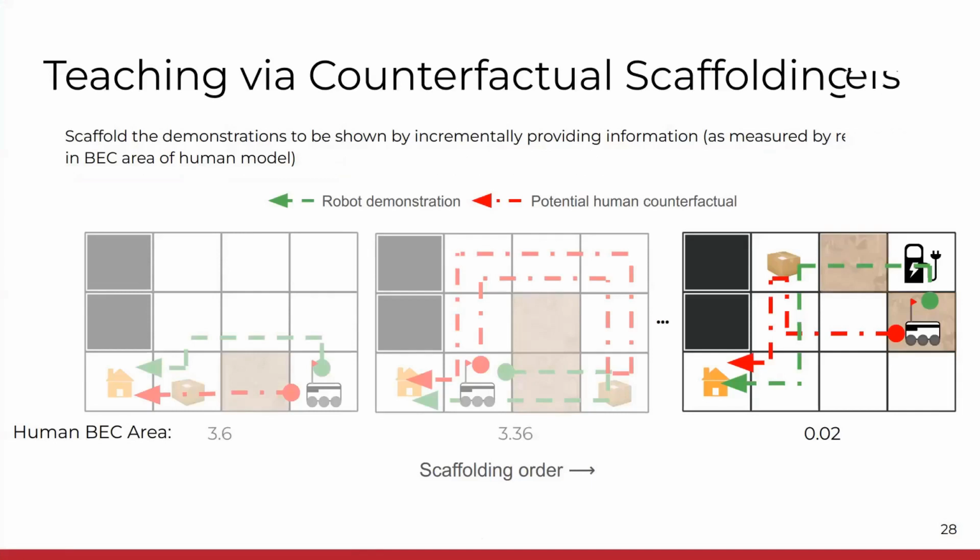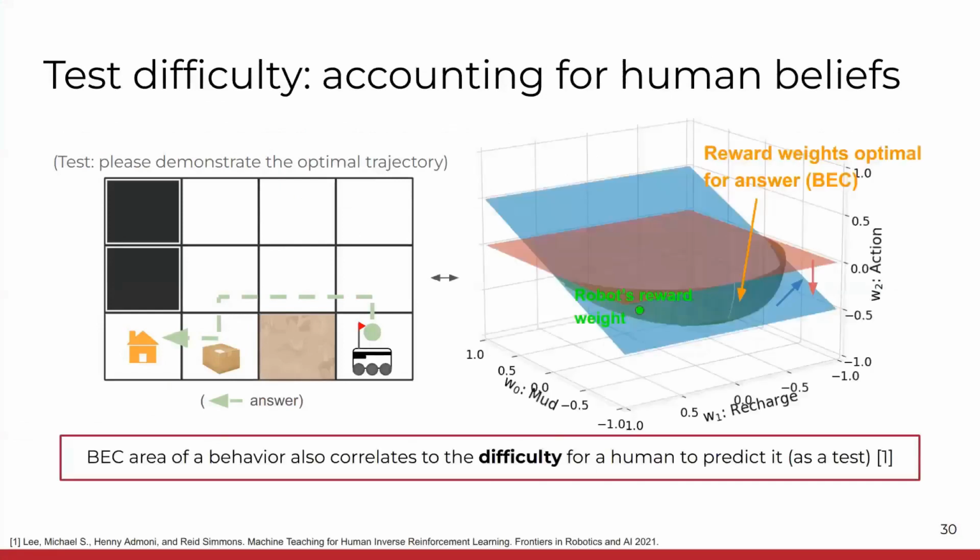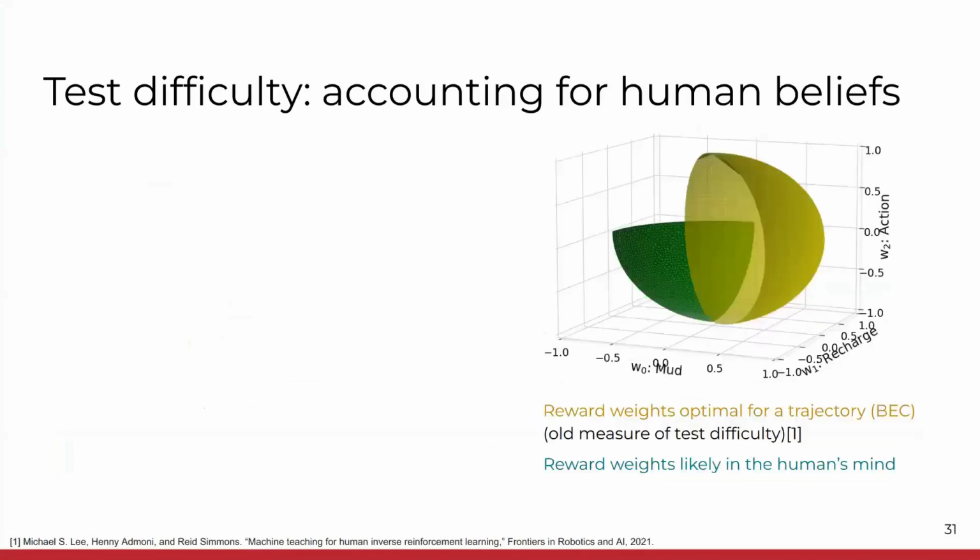A critical component of teaching is testing, and the second contribution of our work considers how to measure the difficulty of a potential test. One insight of our previous work was that the BEC area of a behavior also correlates with the difficulty of predicting it as a test. Thus, the larger the BEC area, the easier the test, or so we thought. We later realized that there are scenarios in which the BEC area of a behavior could be quite large, shown here in yellow, but not correspond to many of the weights in the human's mind, shown in green, which would arguably make it a difficult behavior for that human to predict.